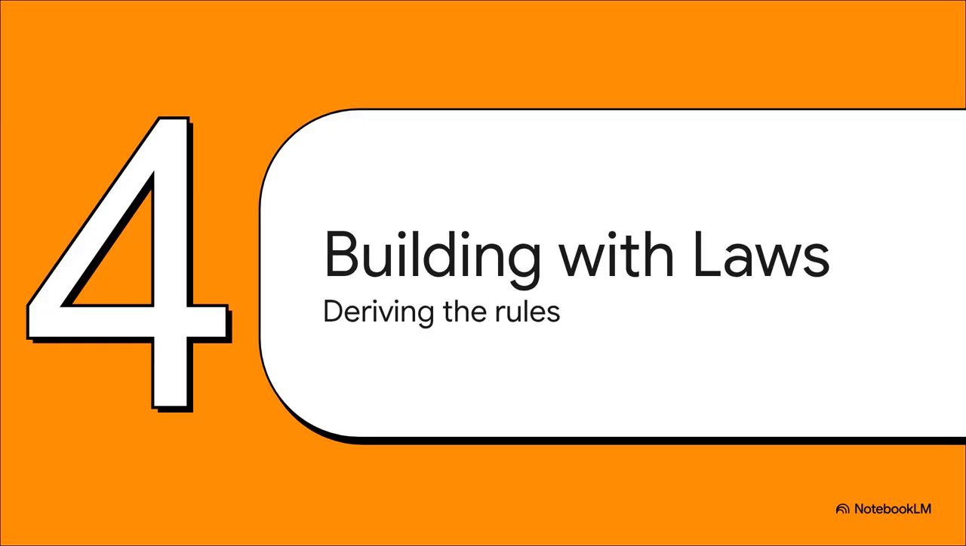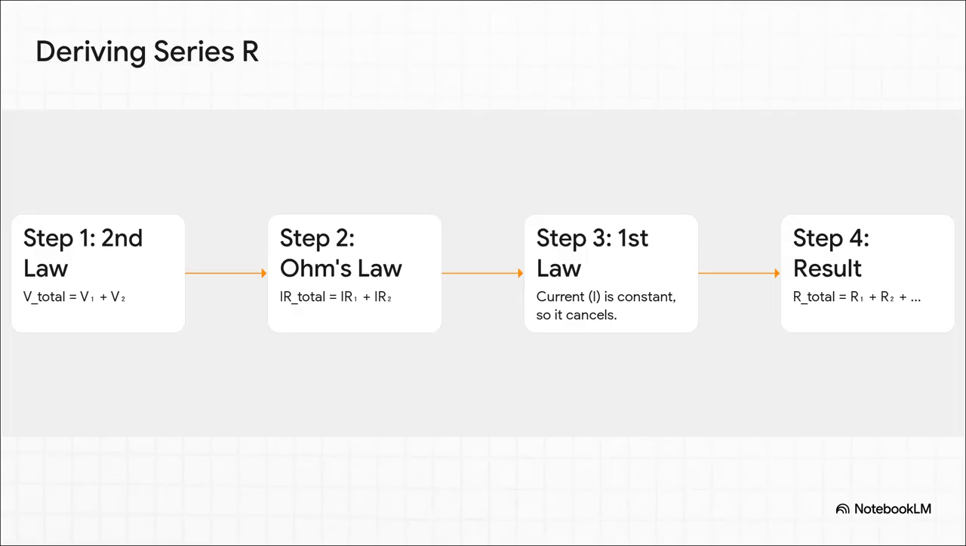Now this is where it gets really cool. You've probably memorized formulas for combining resistors in series and parallel. But where do those formulas come from? They aren't magic. They are the direct consequences of applying Kirchhoff's two laws. Let's start with series resistors. The second law tells us the total voltage drop is just the sum of the individual drops. We can sub in Ohm's law, V equals IR, for each term. Now for the key insight. In a series circuit, there are no junctions. So the first law tells us the current I is the same everywhere. Since I is in every part of our equation, it just cancels out, leaving us with the familiar formula, R total equals R1 plus R2.